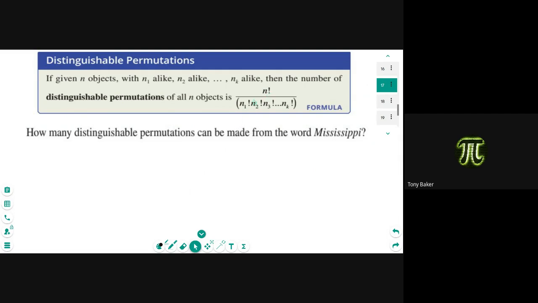So the top number is the total numbers that you have. So how many letters are in Mississippi? It's probably the only state that everybody can spell without even thinking about it. 5, 6, 7, 8, 9. Yes, 11. All right. Now, the bottom ones are going to be each of the letters. So how many M's do we have? How many I's?